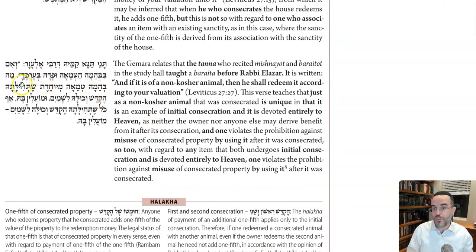So what do we see from this? Ma behema temeah meyuchedet shetechilat hekdesh vechula lashamayim umoalin ba. Of course, shetechilat hekdesh vechula lashamayim moalin ba. This baraita is a bit confusing, and we're going to clarify it in a minute.